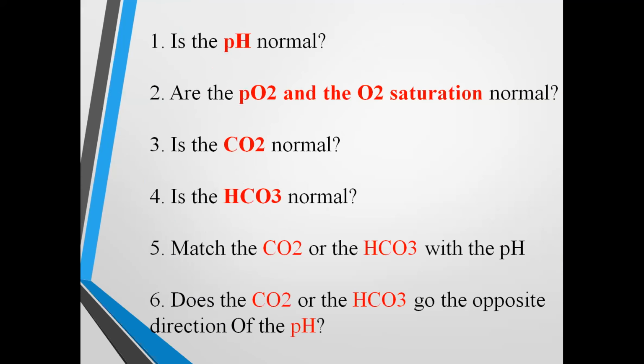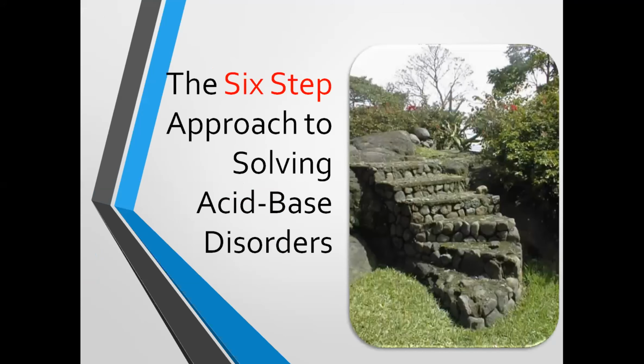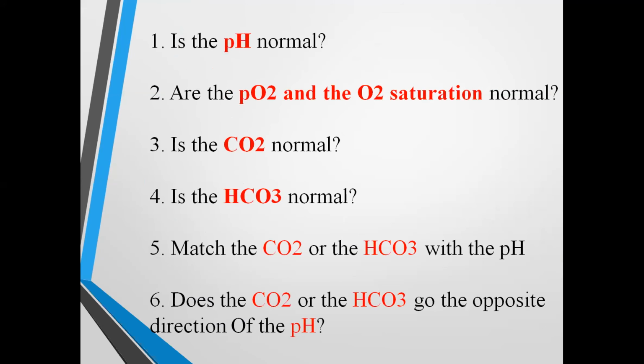Now we will come to the basic interpretation. This is a stepwise approach to interpreting ABGs. The first thing is pH. Is it normal? The second is PO2 and arterial saturation. Are they normal?